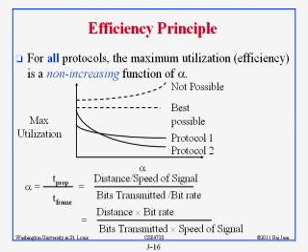For all protocols, the maximum utilization efficiency is a non-increasing function of alpha. This is also mathematically correct, non-increasing. Non-increasing means the best thing you can do is not increase, remain constant. But this is not possible. All that is possible is that mostly it goes down. And different protocols will be compared based upon how fast they go down. Some protocols will go down very fast, some will go down slowly. The best you can do is remain the same.